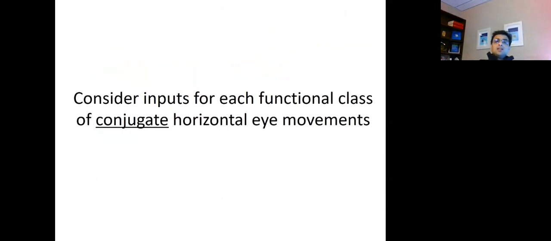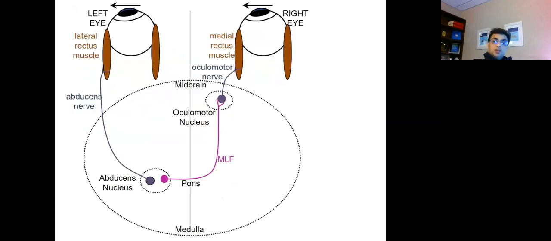So now let's consider inputs for each functional class of conjugate horizontal eye movements. So saccade inputs. Like I was telling you, saccades are the fastest eye movements that humans make, and they are the most prevalent eye movements that we make. In order to make saccades very fast, you need a lot of juice, a lot of electricity. You need to have at least 100 spikes per second or more.